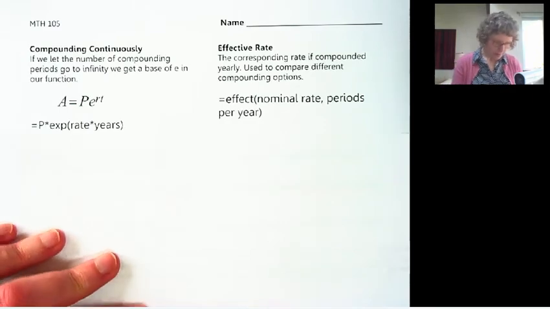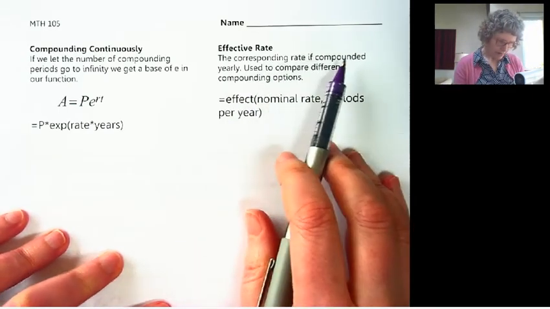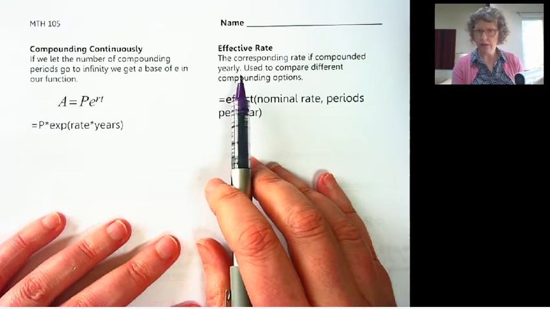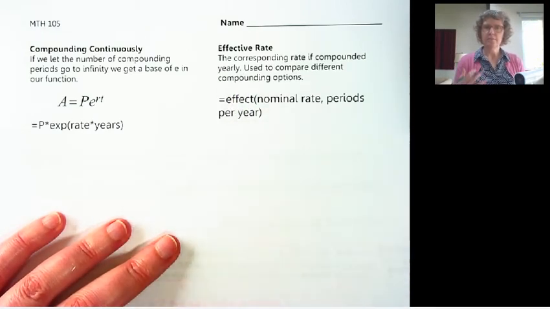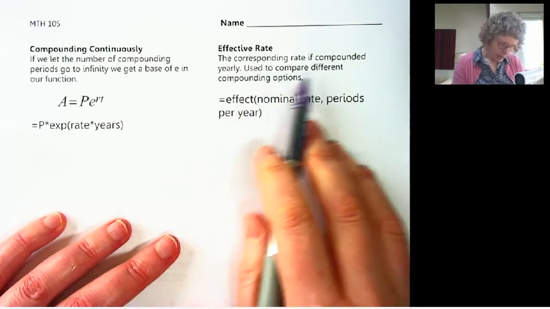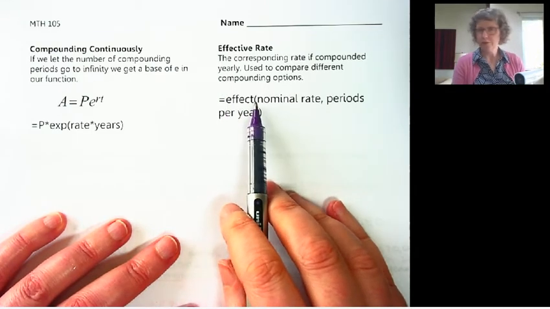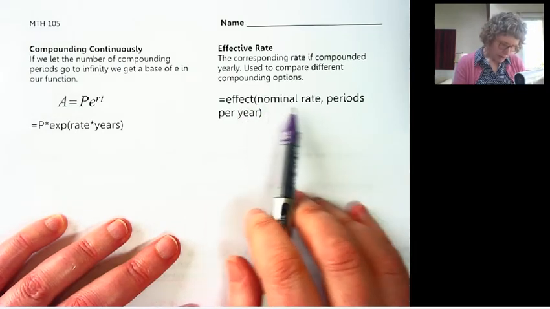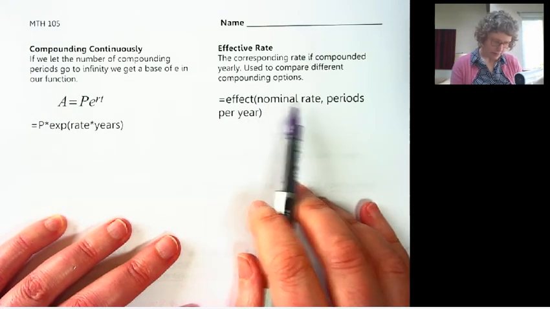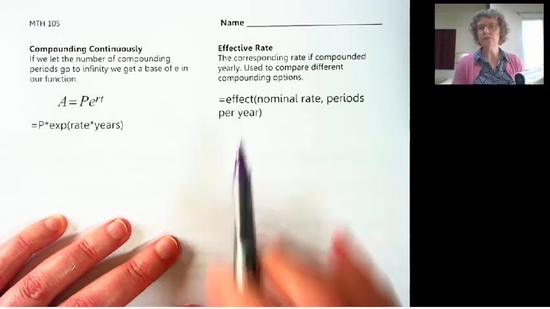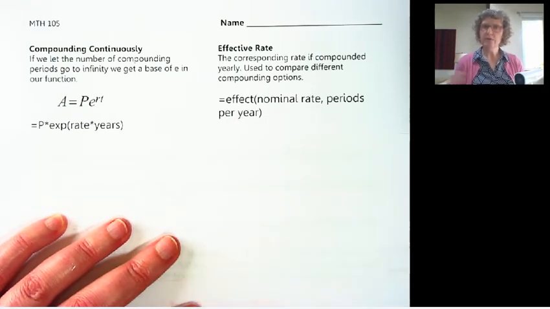Okay, so the effective rate is the corresponding rate if we were to just compound yearly. So if we compound it yearly, then it's like we're taking each rate and putting it into yearly compounding so that we can compare them apples to apples. Essentially, that's what we're doing. It's used to compare different compounding options. It's called EFFECT for effective rate. And what we put in is the nominal rate, which is the stated rate, and the number of periods per year. So it only has two inputs. And we have to do it once for each account. We get the effective rate, and then we can compare.